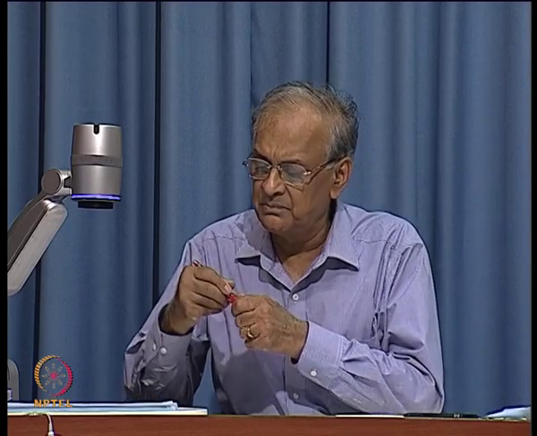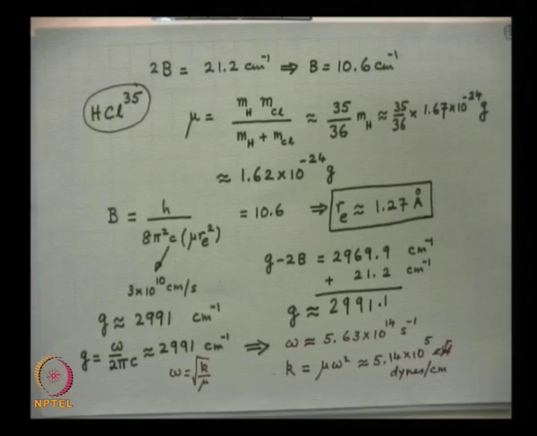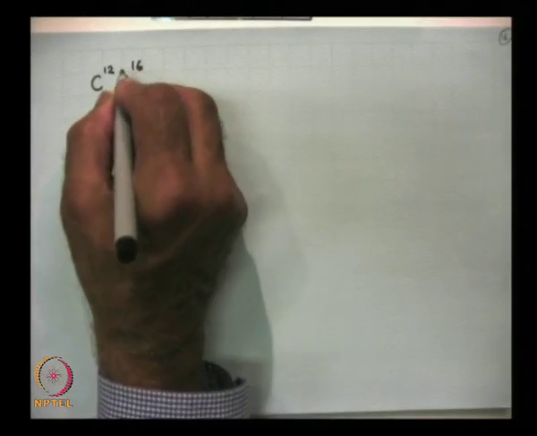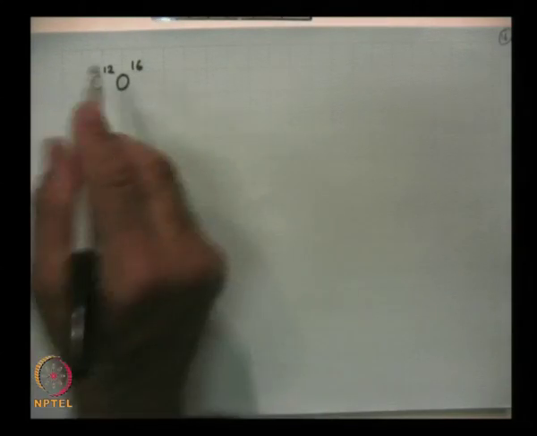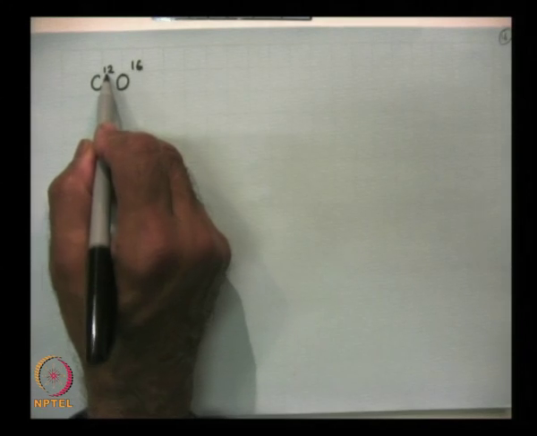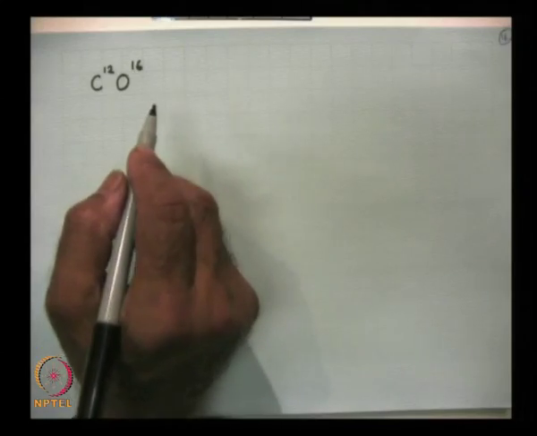I will give you one more example. We have considered in this example the hydrogen chloride. We will consider one more example, and that is carbon 12 O16, that is carbon monoxide. This is a molecule which consists of carbon, corresponding to the isotope of mass number 12, and oxygen. Now, here also you obtain equally spaced lines.